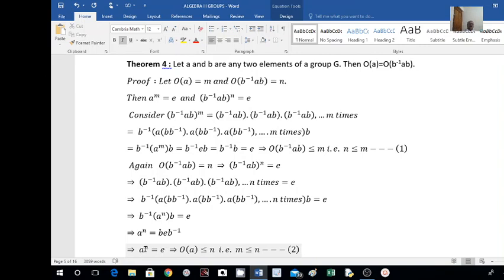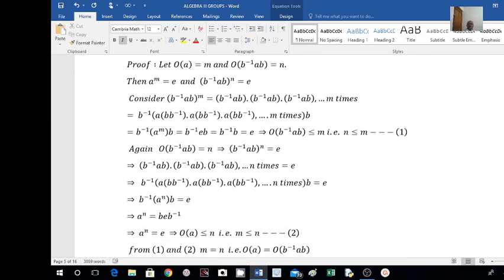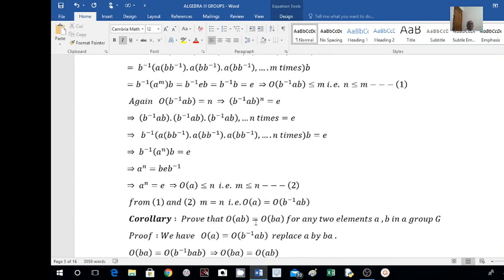Then the order of A is less than or equal to n. What is the order of A? It is equal to m. So m is less than or equal to n. I will call this 2. In 1 we have n less than or equal to m, and in 2 we have m less than or equal to n. Therefore, from 1 and 2 we can write m equal to n.